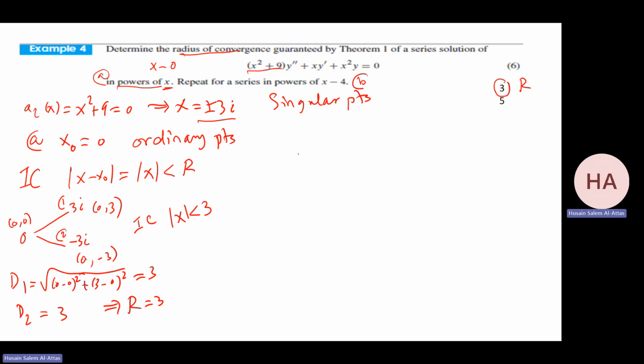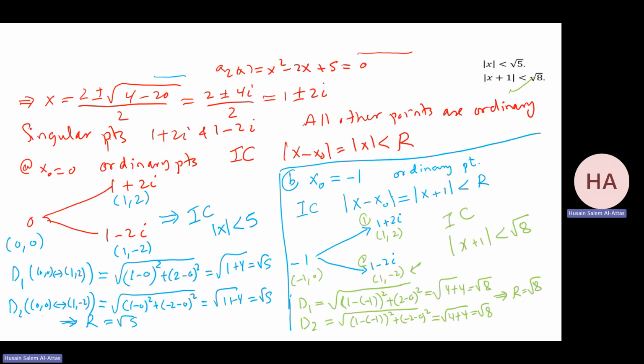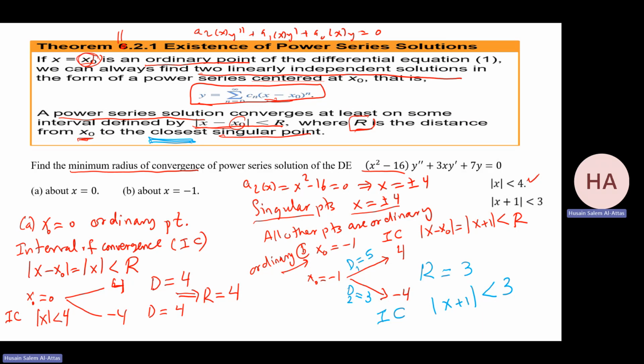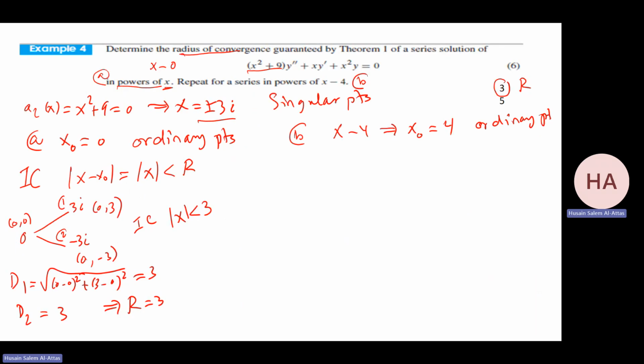Now, the second case, which is x minus 4. So what will be my x0? It is 4, and this is an ordinary point. Why is it an ordinary point? Because this is what he asked: he wants the solution as a power series in this format, x minus 4. So that means x0, which is 4 in this case, is the ordinary point. So the interval of convergence is |x minus 4| less than capital R.